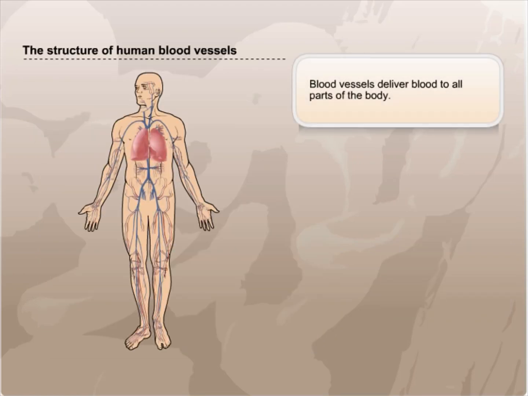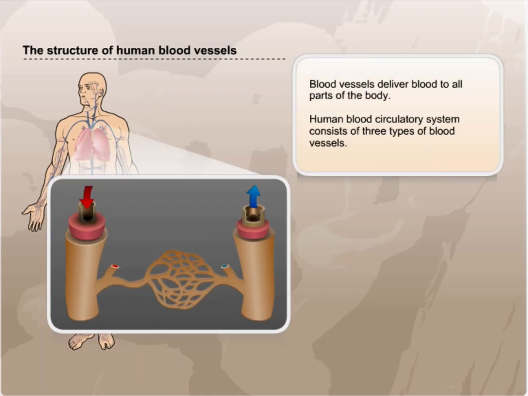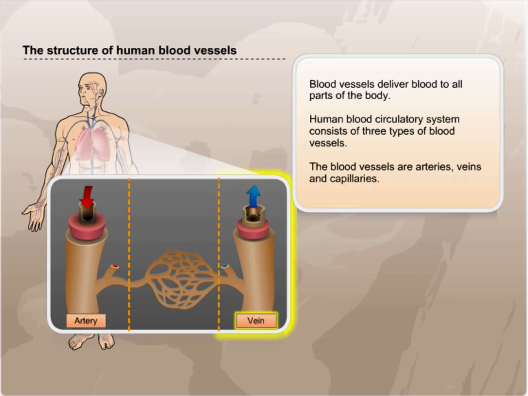Blood vessels deliver blood to all parts of the body. Human blood circulatory system consists of 3 types of blood vessels. The blood vessels are arteries, veins, and capillaries.